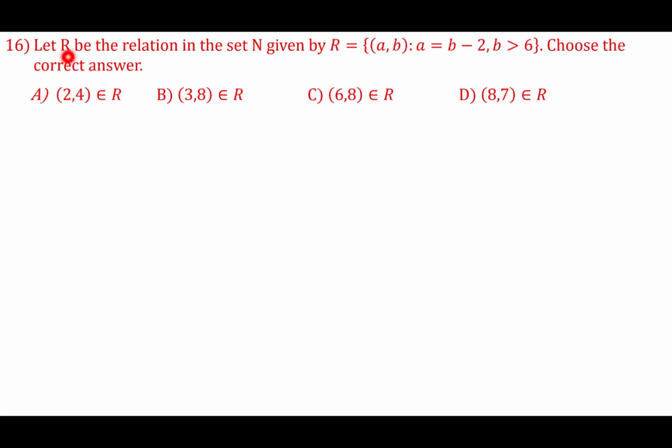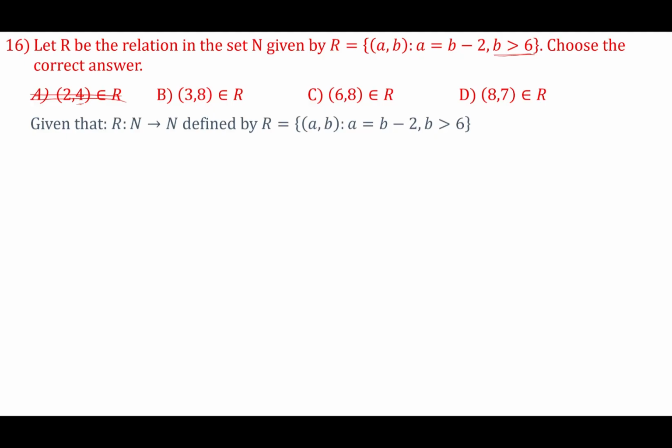Question 16. Let R be the relation in set N given by R equals {(a, b) : a = b minus 2 and b must be greater than 6}. Choose the correct answer. At first, I'm going to delete option A, since b must be greater than 6. So here b is 4, which is less than 6. So option A is not my answer.